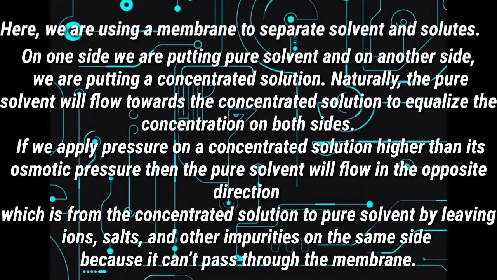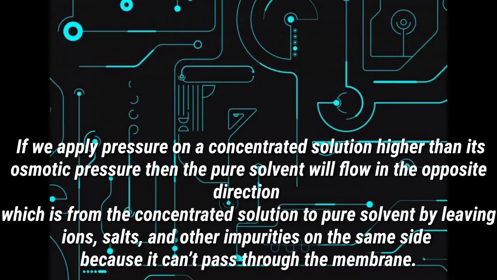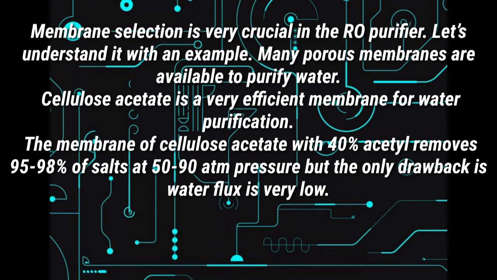If we apply pressure on the concentrated solution higher than its osmotic pressure, then the pure solvent will flow in the opposite direction, which is from the concentrated solution to the pure solvent, leaving ions, salts and other impurities on the same side because they can't pass through the membrane. Membrane selection is very crucial in the RO purifier. Let us understand with an example.